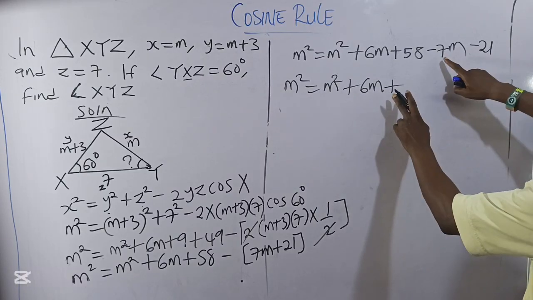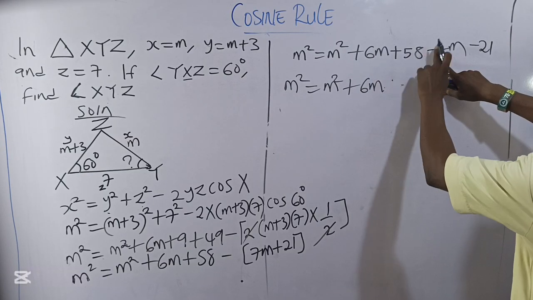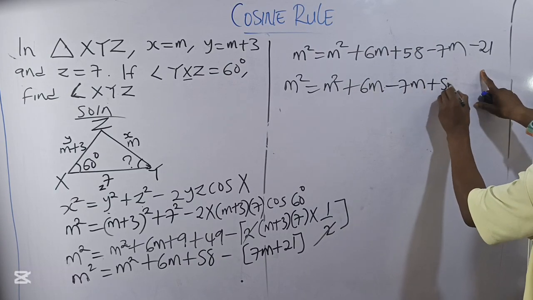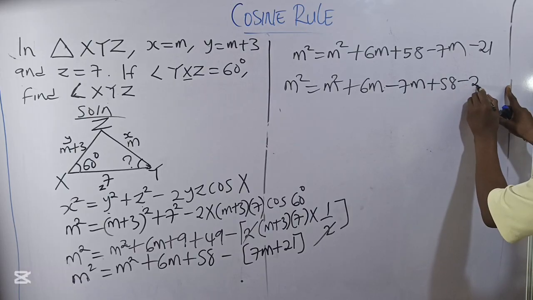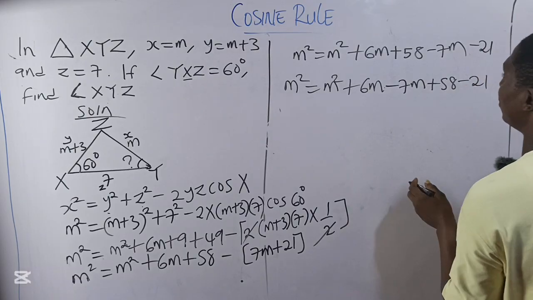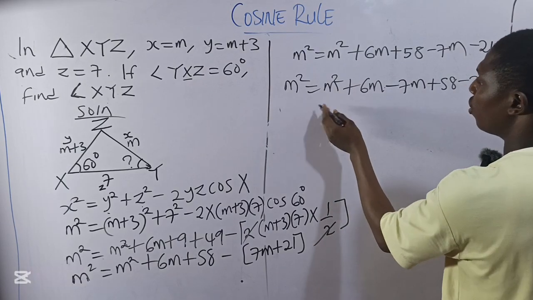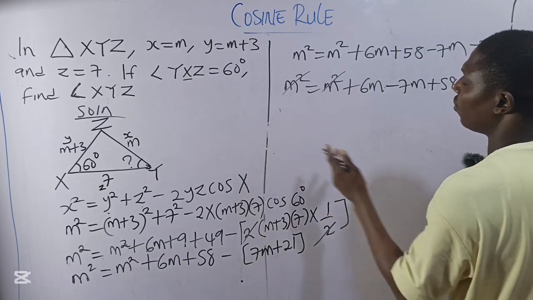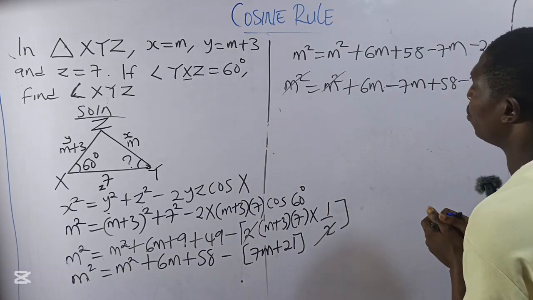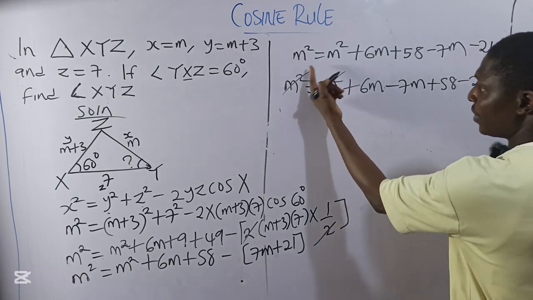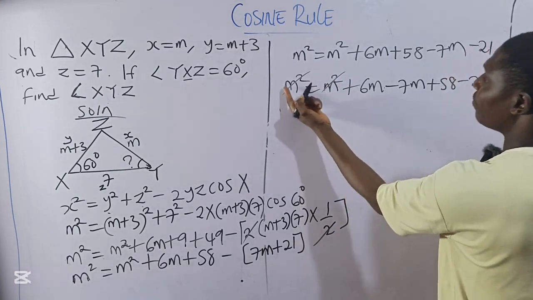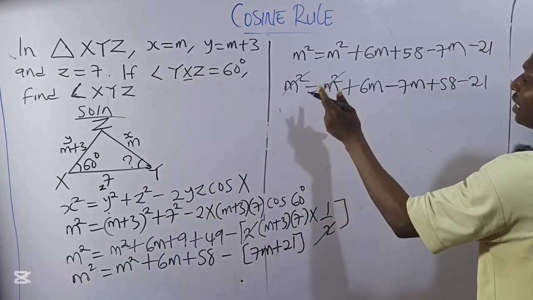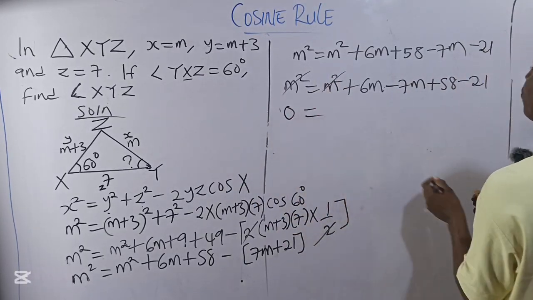Let me rearrange. I have 6m, minus 7m, plus 58, and minus 21. They didn't cross the equality sign, so they don't have to change. Now, if you watch, m squared can cancel m squared because they are the same magnitude on opposite sides of the equality sign. Since m squared is at the left hand side and also at the right hand side, it cancels out, and here becomes 0 equals to.